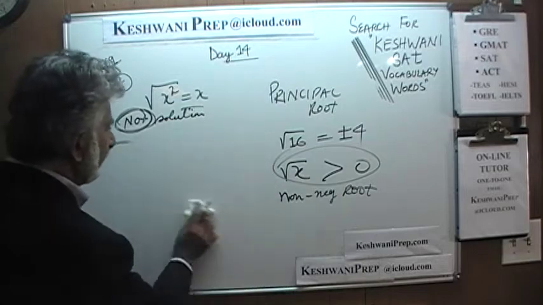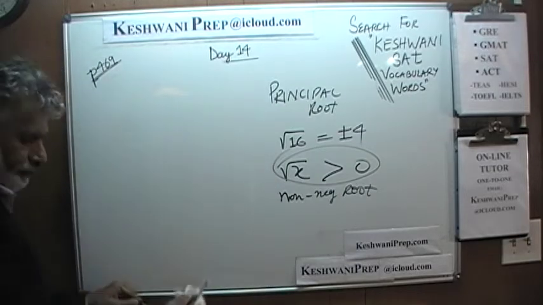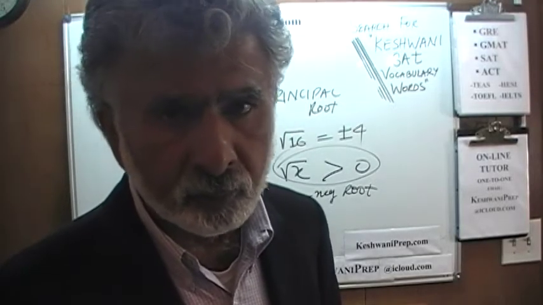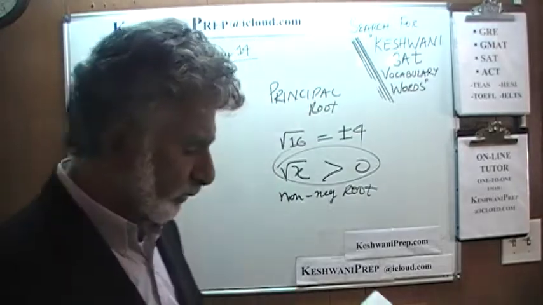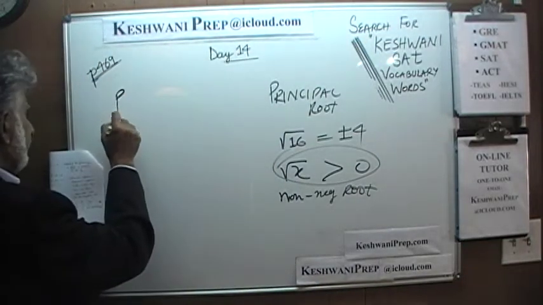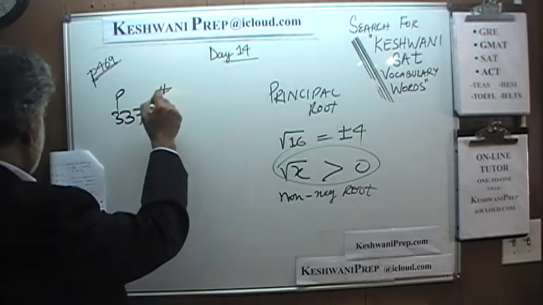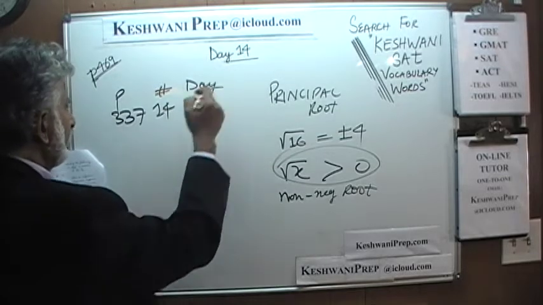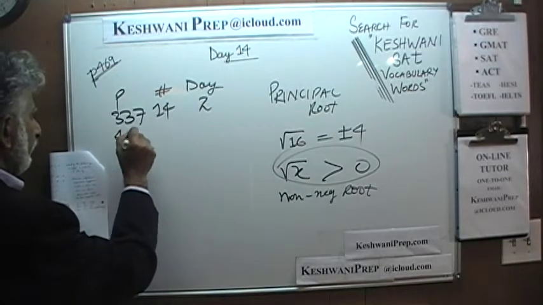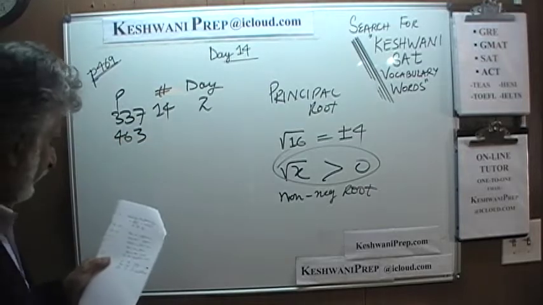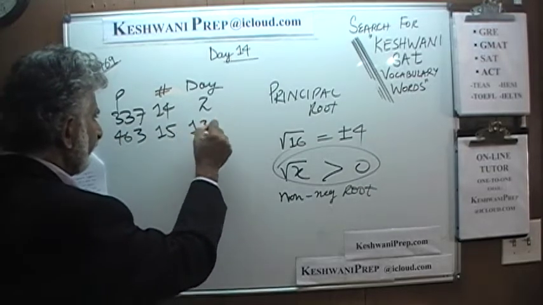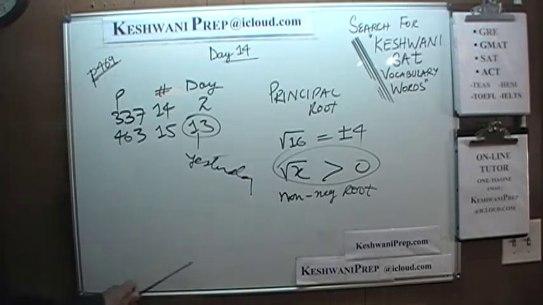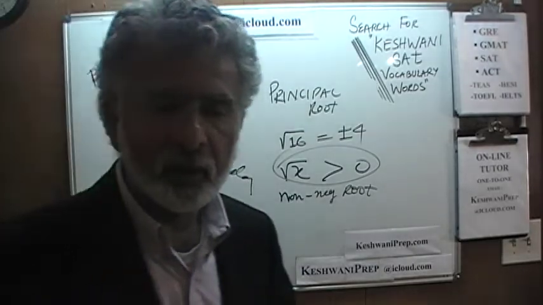Before I completely forget it, let's put it here, because I want to leave that there for a second. So that was it, number 4. We have come across this concept of principal root twice already. I'm going to tell you where we came across it. On page number 337, problem number 14, go back and look at them again, on day number 2. Today is our day 14. And we also came across it on page number 463, problem number 15, just yesterday. Just yesterday we came across a situation like this where we were dealing with principal root.